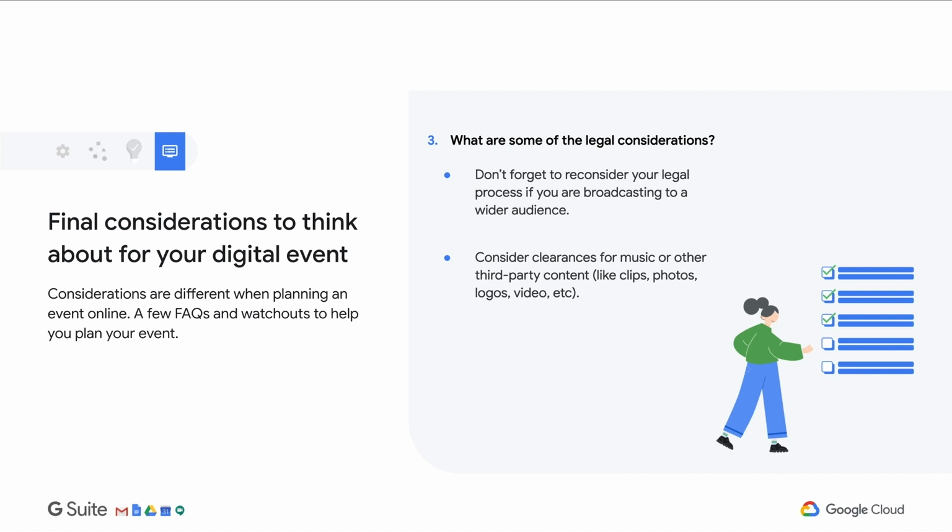Third, what are some of the legal considerations? Don't forget to reconsider your legal process if you're broadcasting to a wider audience. Consider clearances for music or other third-party content like clips, photos, logos, videos, and so on. Especially when you are targeting to broadcast your events or content outside of your organization, it is best practice to run things with your legal department to ensure that you are not sharing anything that is sensitive at a given point in time.